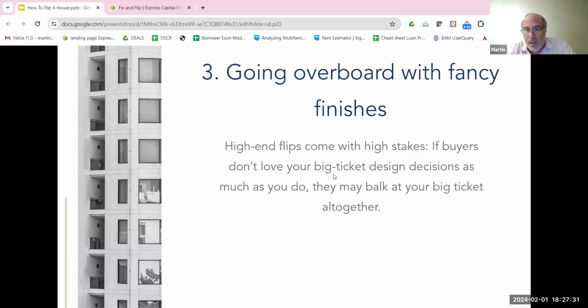So high-end flips come with high stakes. If your buyers don't love a big-ticket design decision that you made, it's going to hurt you in the long run. What I'm trying to say is that having the nicest house on the block, spending so much money on your rehab, is not always going to benefit you. So that's something to look out for as a pitfall.